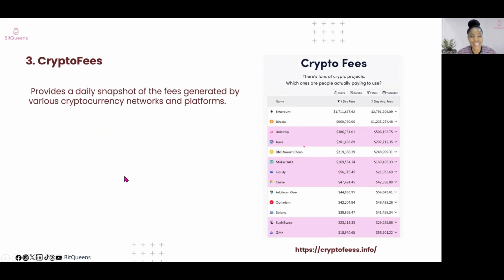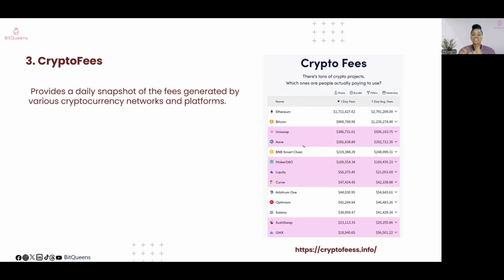So the next is crypto fees. I mean, I was wowed when I found this myself. So what does it do? It gives you daily insight of different blockchain networks or project networks and the fees that they are making. Remember, these platforms charge a fee. If you want to send some Ether to a friend, you're going to pay some fees. It's called gas fee for Ether.